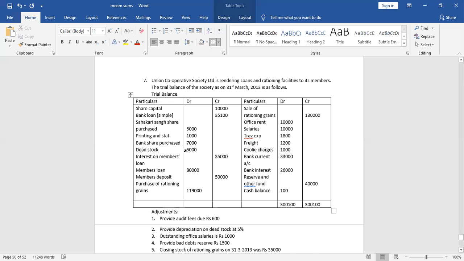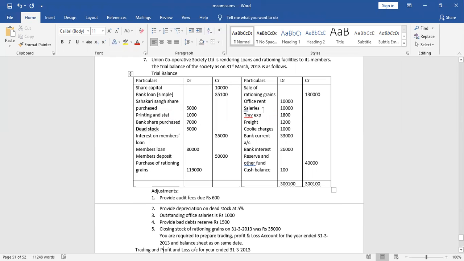Depreciation on dead stock 5%. So dead stock में there is a depreciation. So we have to highlight it. Then what else we have? Outstanding office salaries. Salaries maybe there is an adjustment. Provide bad debts reserve of rupees 1500. So 1500 का bad debts reserve provide करना है.